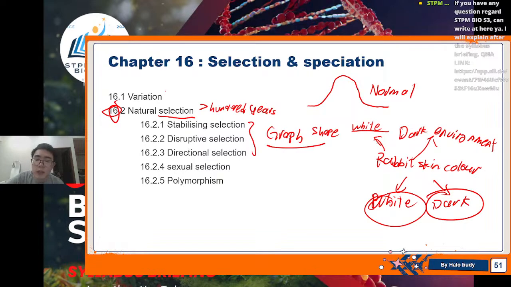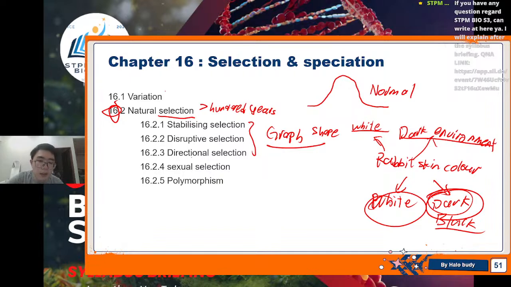After many generations, the rabbit color will change to black. This is selection. Why did the rabbit change to black? Because of the environment. It needs to fit the environment. Otherwise, it is easily eaten, easily caught by the animals that eat rabbits. So this is what is meant by natural selection.